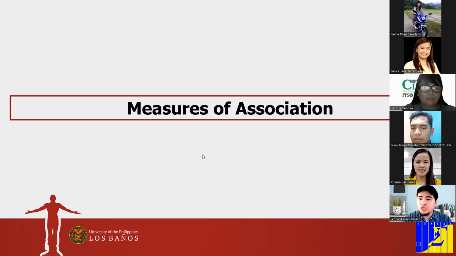Pag sinabi natin pong measures of association, it is a measure for us that we use to get how much or how to determine the strength and direction of the relationship between two variables. Meron pa po ba? So is it safe to say that the participants only knows the Pearson moment correlation? Baka po meron pa. Baka po may idea kayo? Wala na? Okay.